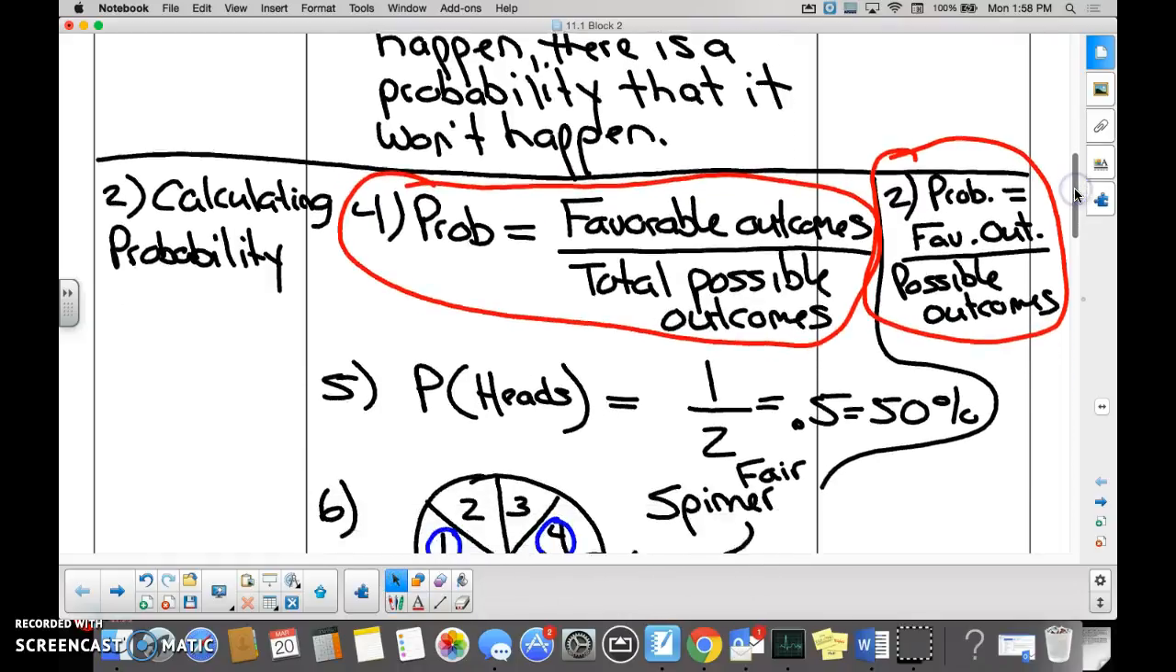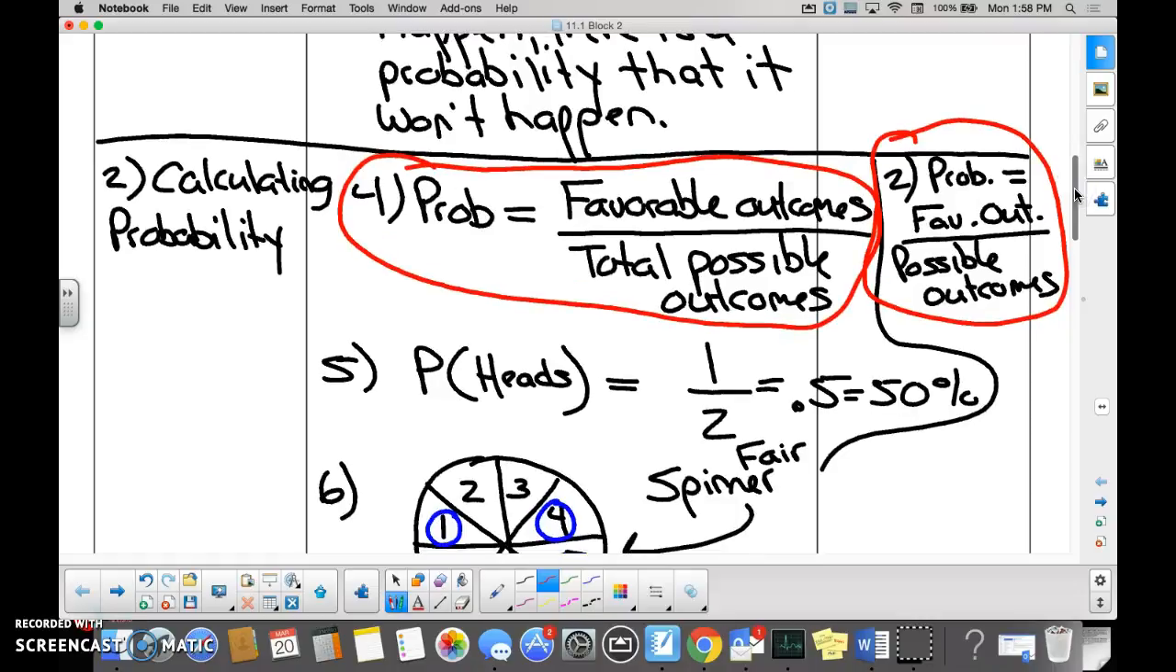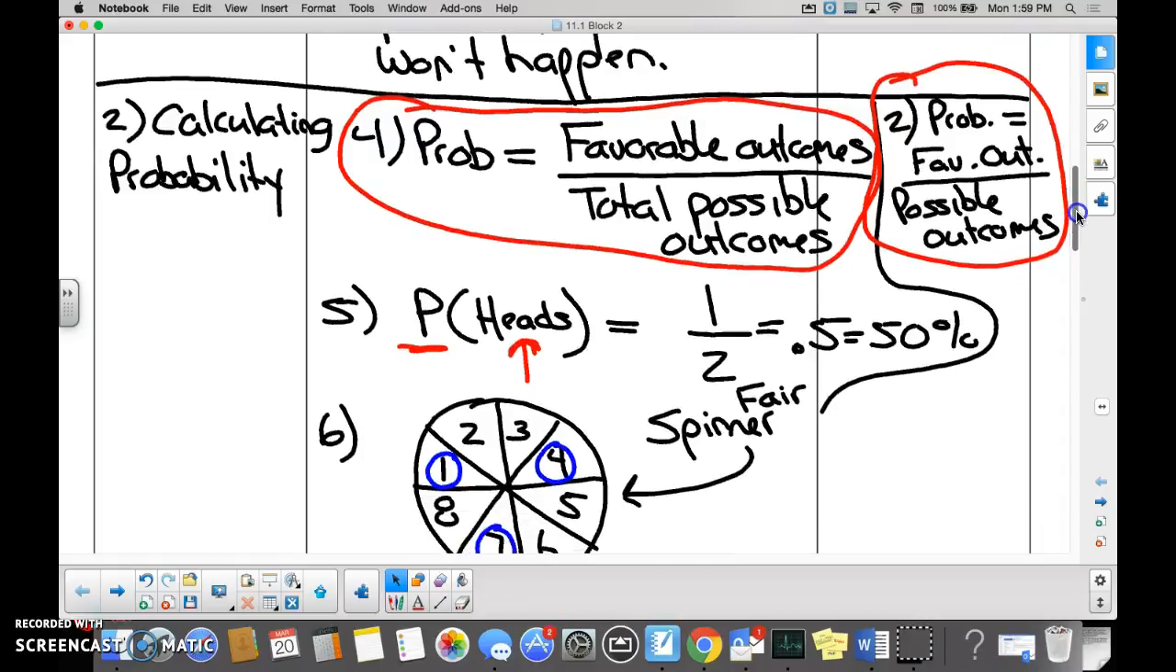Also, if you are given a little p, and inside parentheses after the p is something, we know that it's asking for the probability of this event. Inside parentheses is the event. So the probability of whatever event is given. For number 5, the probability of flipping a head on a coin would be 1/2, 5/10, 50%. You have to be able to convert all of those.